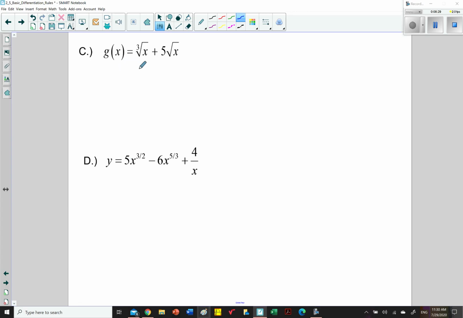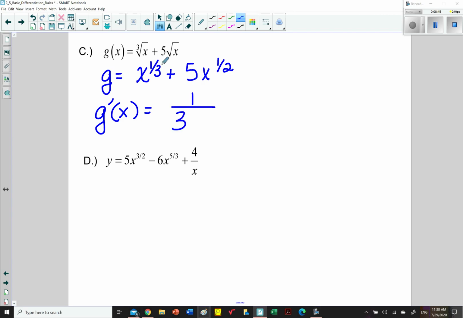Let's see, rethinking this, it looks like x to the 1/3 power plus 5x to the 1/2 power. This is my g graph, and I want g prime of x. This is going to be 1/3, and x reduced by a power of 1 is negative 2/3, so that comes down here. And then this one is 5 times 1/2, and take 1 off of that power is x to the negative 1/2, or the square root of x. Since I already wrote this one as a rational exponent, I'll keep this one as a rational exponent.